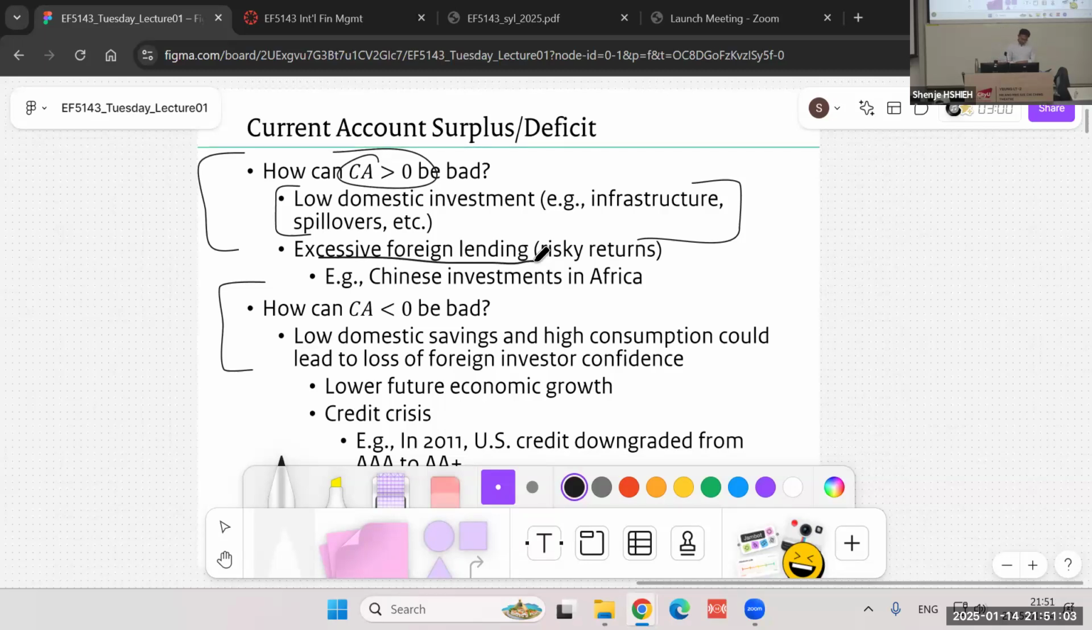So think about Chinese investments in Africa, right? A lot of those projects are dead ends or just for political reasons, right? It's not really a good investment, I would say, in terms of returns on your money. It's mainly for political capital.